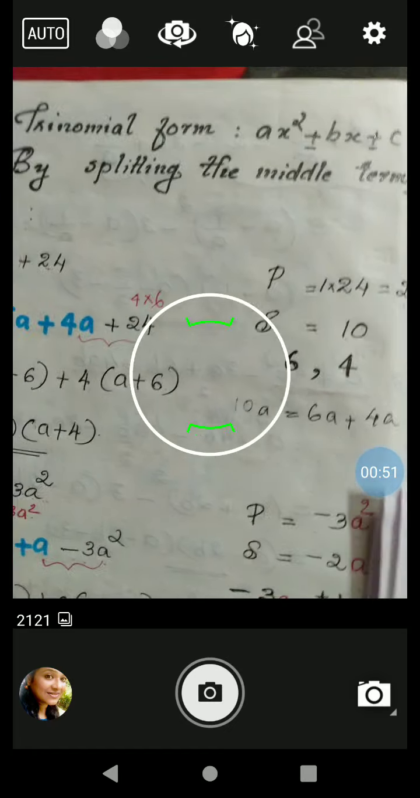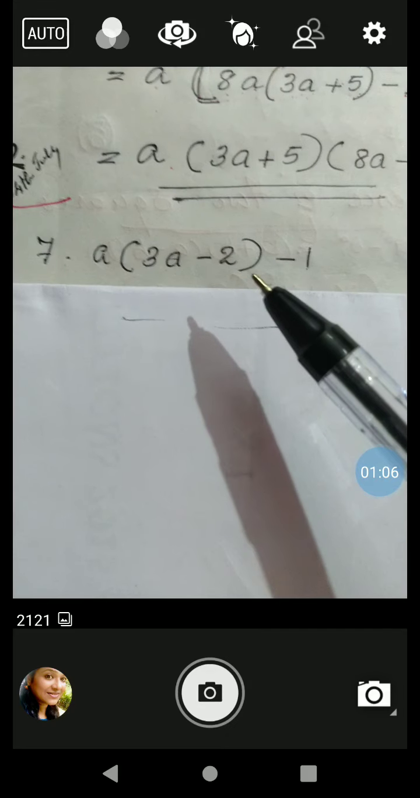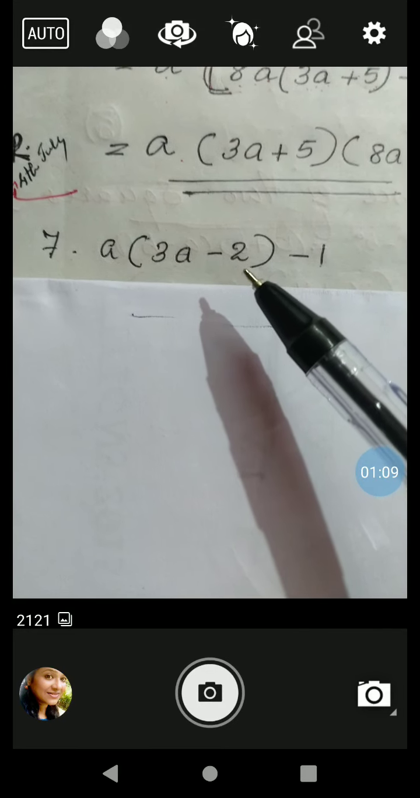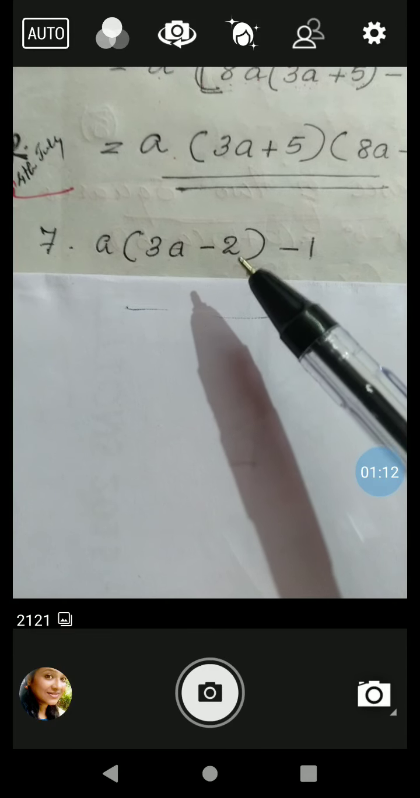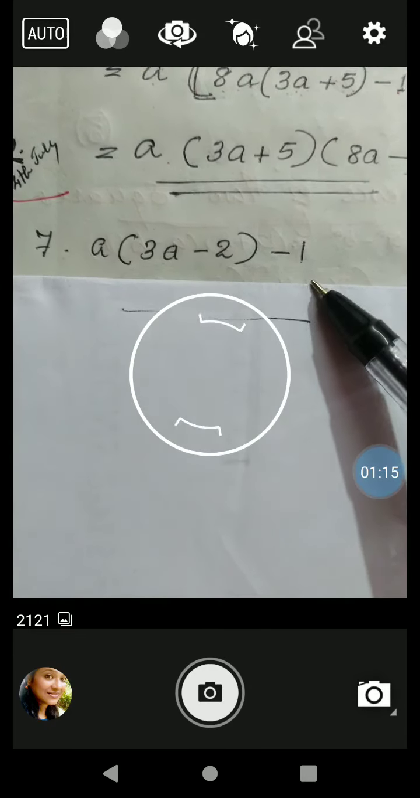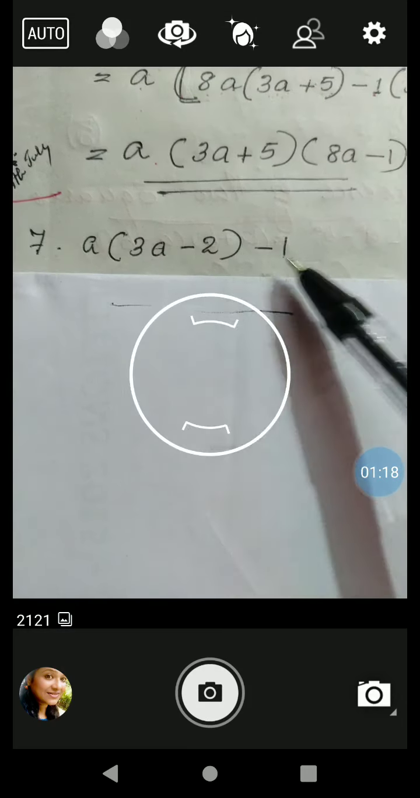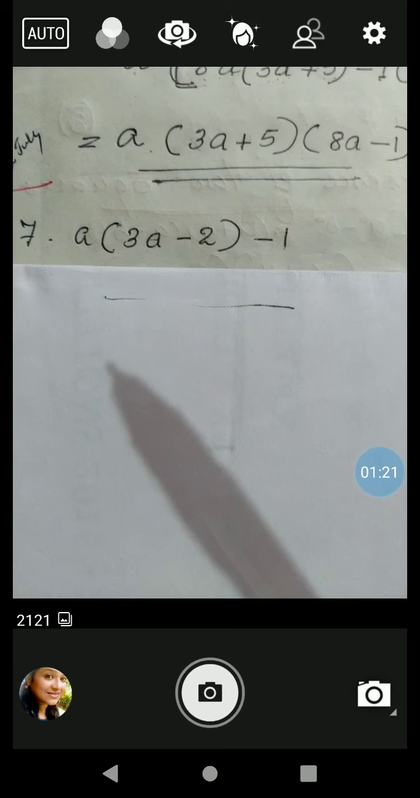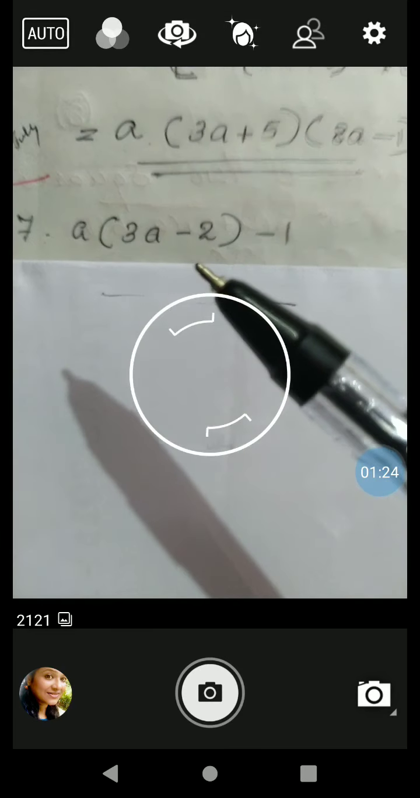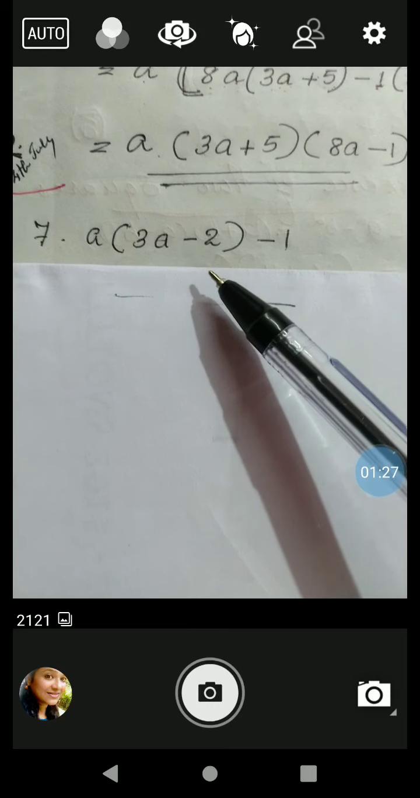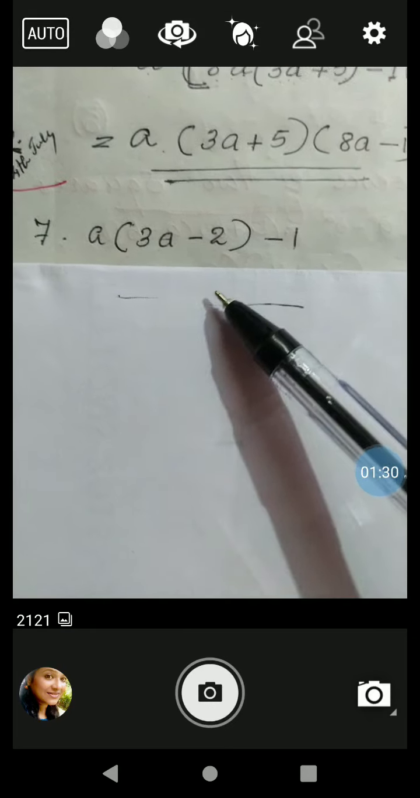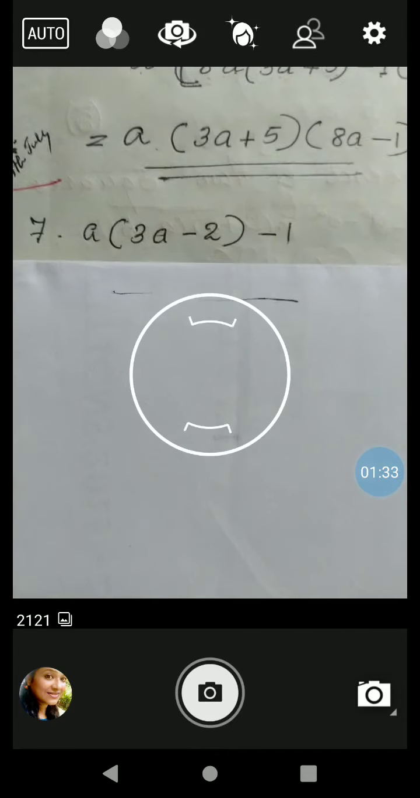Now see, look here. a into 3a minus 2 minus 1. This is the question. How can we factorize? You just think. Here, first method, we cannot apply. Any common factors there? No. Only 1 is common factor. Grouping. Think about grouping. Is it possible there? No. So, the only way is just open this bracket.